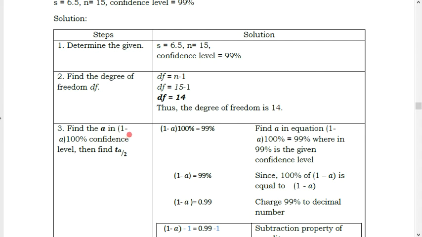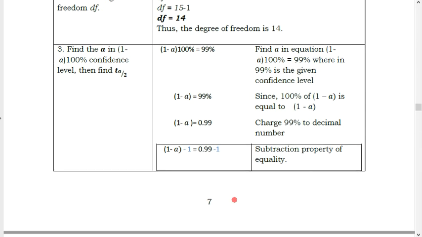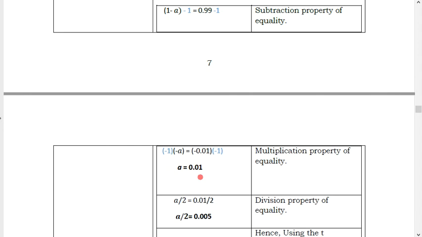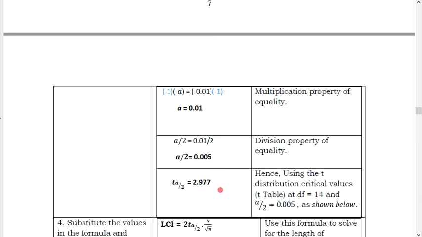Find the area in 1 minus alpha, the 100% confidence level. Then, find t sub alpha over 2. Okay? So, pagkuha natin ang area nito, 100 minus 99, so alam natin na iyon ay 0.01. Dahil dalawa ang tail, divide natin siya by 2. So area divided by 2, we have 0.005. Ito na yung alpha over 2 natin.